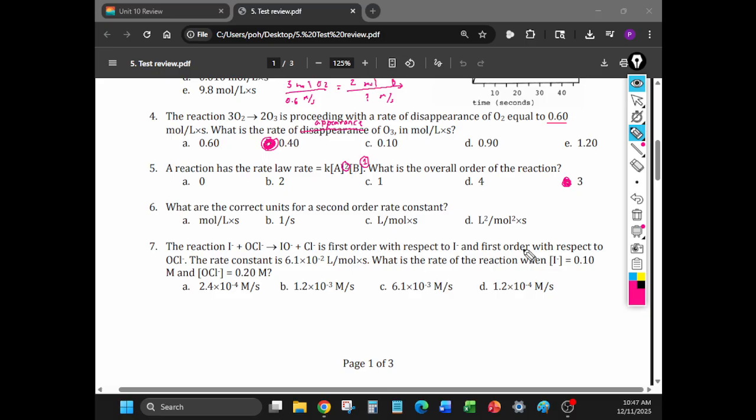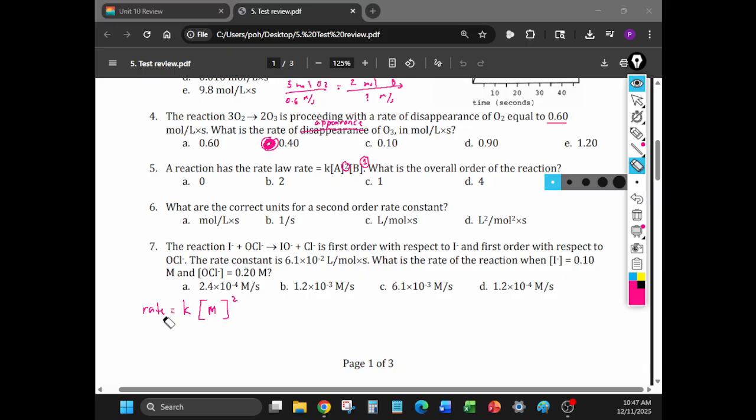Okay, for number 6, if you didn't memorize it, you'll have to calculate, but it's pretty simple. We know that the rate is equal to the rate constant times your concentration, so molarity, to whatever order it is. Now, it tells you that it's a second order rate constant, so second order. So that means it's going to be molarity squared. Okay, what's the unit of measurement for rate?